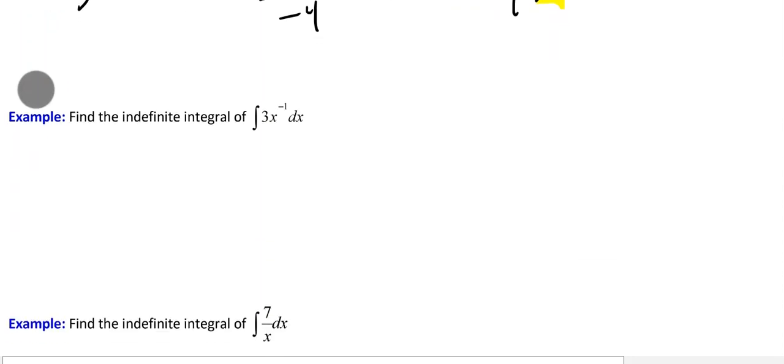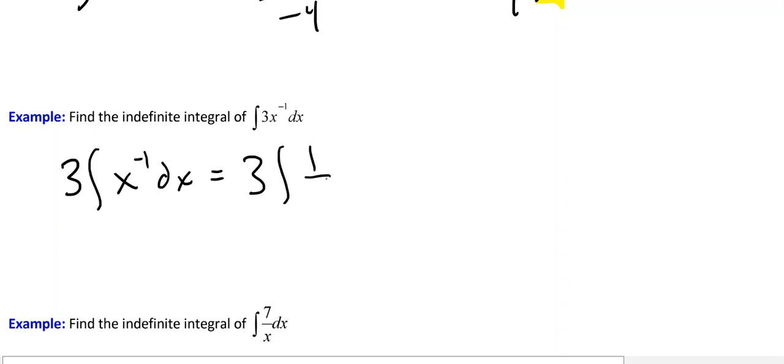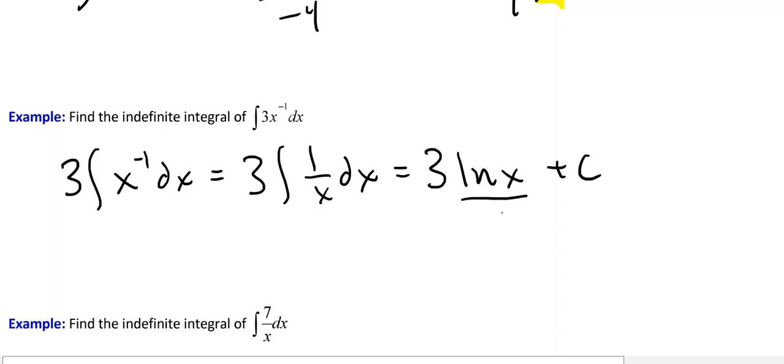3x to the -1. Okay, let's bring the 3 out in front of the integral sign, and we have x to the -1 dx. So remember, this was that special rule. This can be written like this, 1 over x dx. And the rule said we would have 3 times the natural log of x plus c. This also makes sense because remember what the derivative of the natural log is. It's 1 over x. So the antiderivative of 1 over x is log of x. They undo each other.